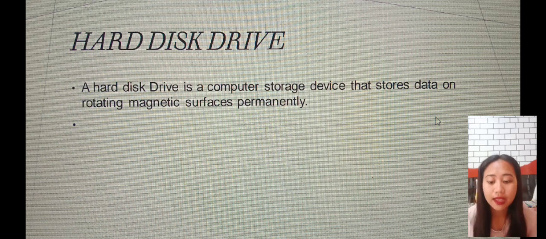Next, number 6, hard disk drive. It is a non-volatile storage device used to store large amounts of digital data. It consists of one or more rotating disks coated with a magnetic material, a read-write head for each disk, and a spindle motor to rotate the disk at high speed.